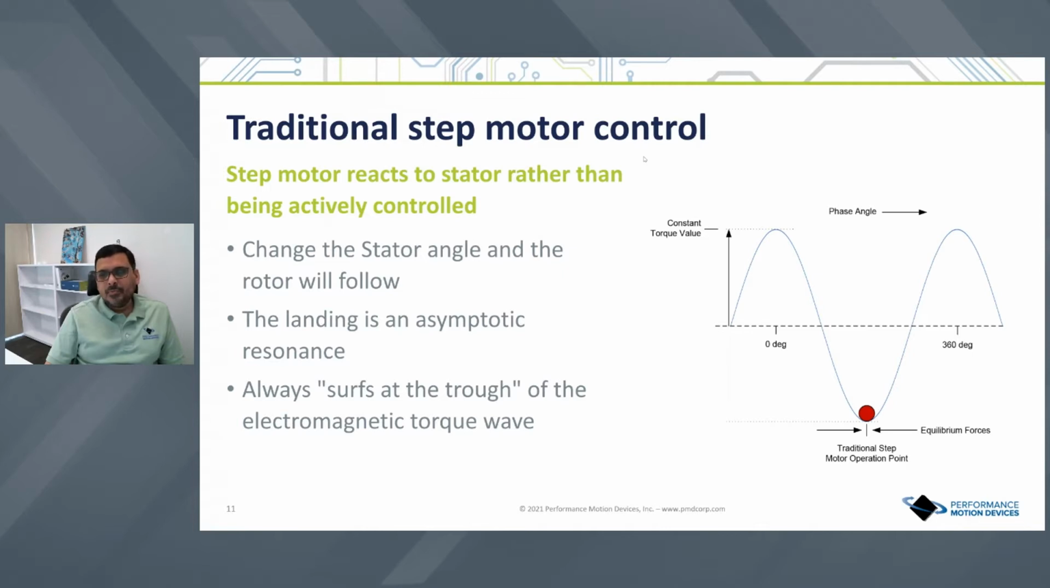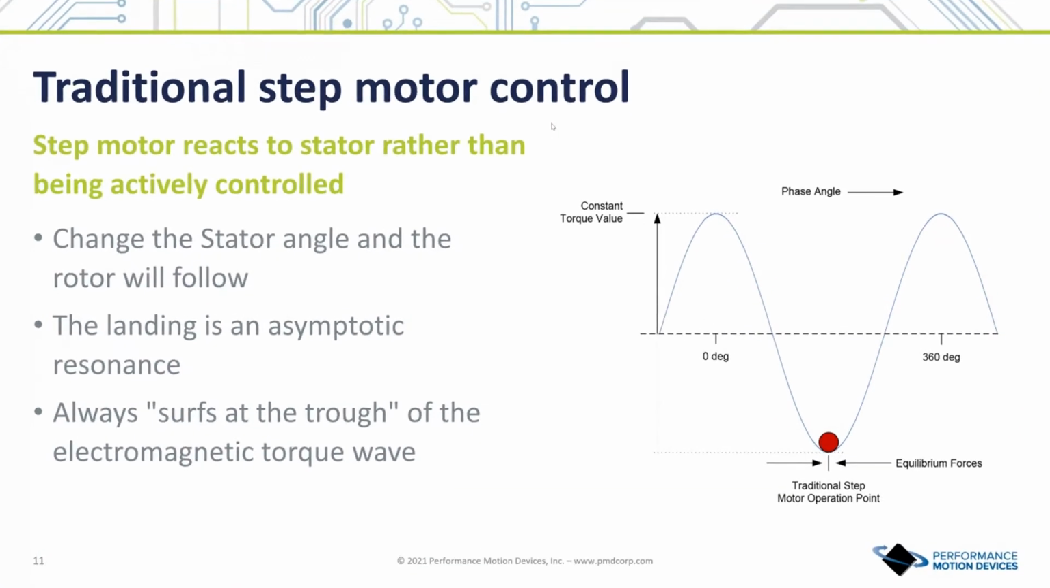As the chart shows on the right, when you move between steps, traditionally the motor tries to stabilize at the bottom of the trough, which is where the equilibrium forces are. So they kind of oscillate at the bottom and then come to rest at the bottom of the trough. So you get this asymptotic resonance. And what you see is it'll go in steps, right? So you'll get to the bottom of the trough. When you make a motion, it moves up and comes back and stabilizes again at the next trough. So that's a traditional step motor and how it reacts.